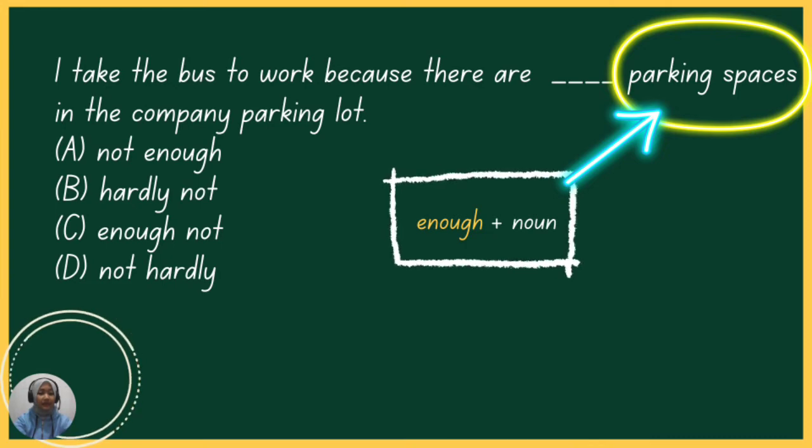Oke, mana yang berada dekat dengan noun ini enough-nya? A, B, C, D, A ya. Enough parking spaces. Apabila kita menggunakan indikator negatif, maka indikator negatif muncul sebelumnya. So we have there are not enough parking spaces. Oke, cukup jelas ya penggunaan enough.